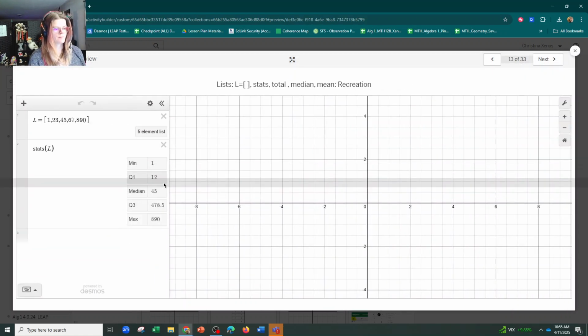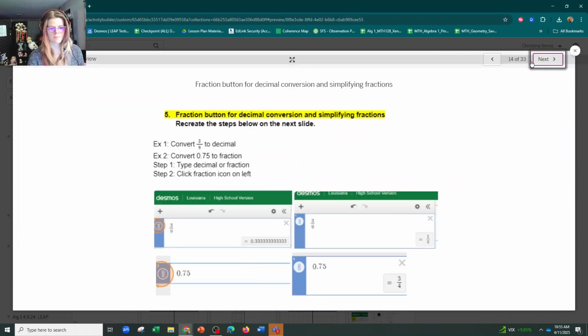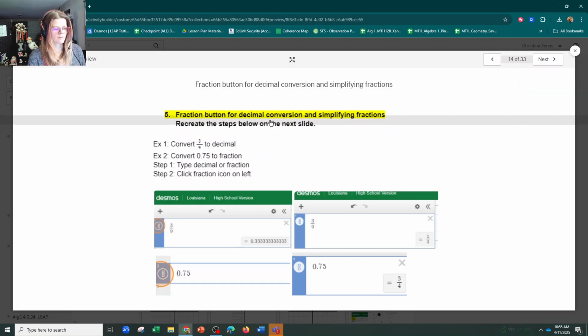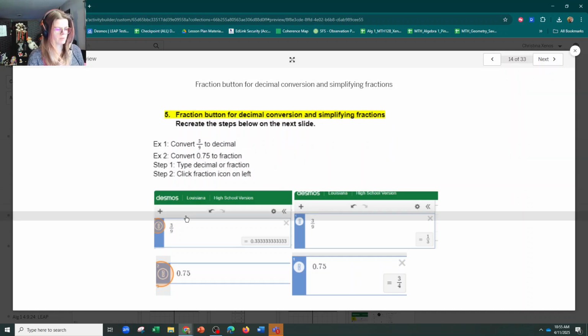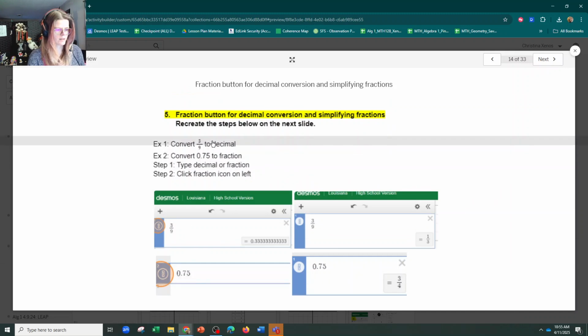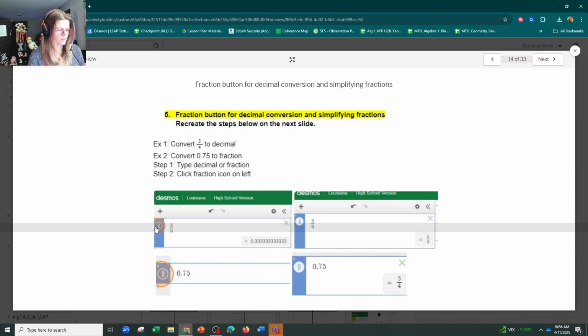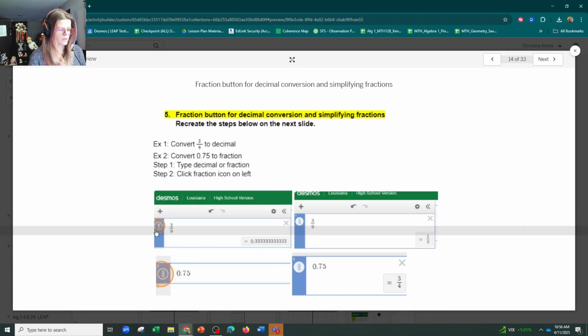112. Hey, perfect. Moving on to the next one. Fraction button. Oh, fraction button is our favorite, and this actually might be one of the simplest things you can do with a calculator. There's a little icon that looks like a fraction. So when you just enter a number, you can click that icon.